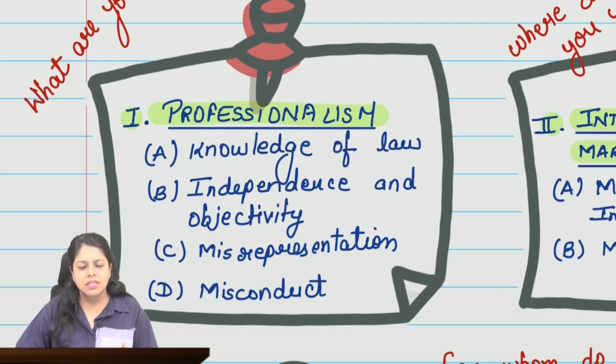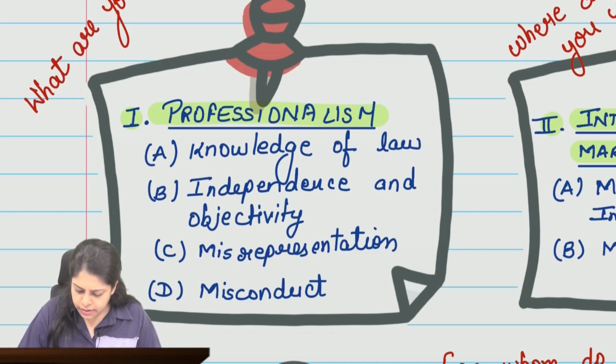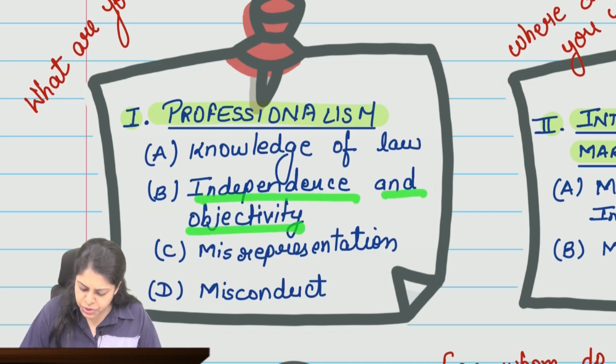Basically, this is what the standard talks about: you should have a basic understanding of the law wherever you are, wherever your work is, and you should not perform any illegal activity, as well as you should disassociate yourself from any illegal activities that are happening around you. The second standard is independence and objectivity.